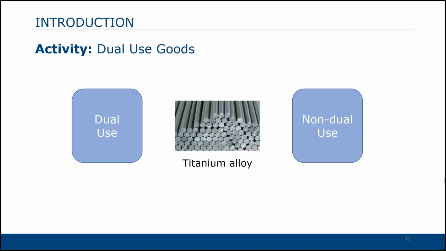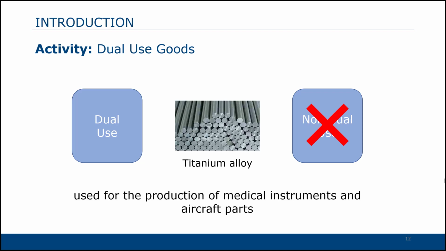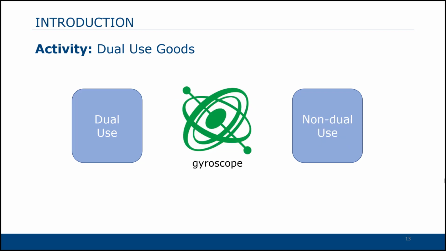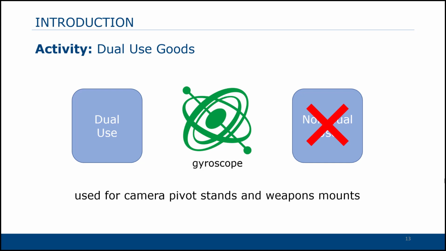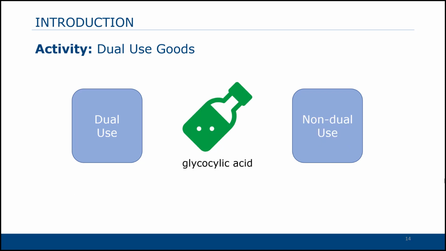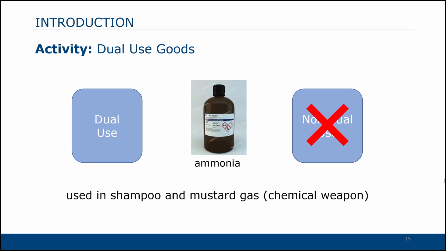Titanium alloy, a dual-use good that is used for the production of medical instruments and aircraft parts. Gyroscope, another dual-use good that can be used for camera pivot stands as well as weapons mounts. Glycolic acid, a non-dual-use good that is used to treat acne. Ammonia, definitely dual-use, as it's used in shampoo as well as mustard gas, which is a highly toxic chemical weapon.